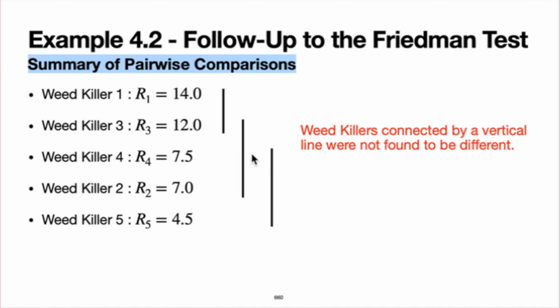And then finally, I'll go here with weed killer 4. Okay, what was not significantly different from weed killer 4? Well, 2 was not significantly different from weed killer 4, and neither was 5. So I'm going to connect those 3 weed killers with a line.